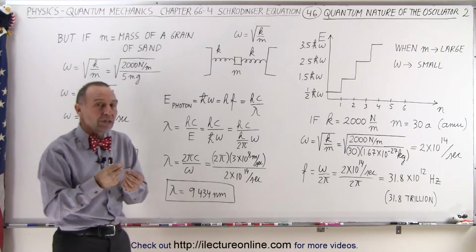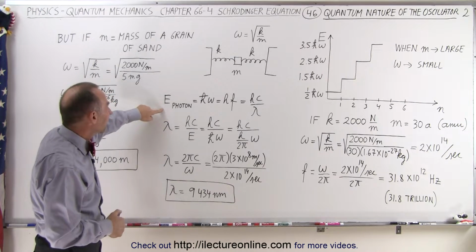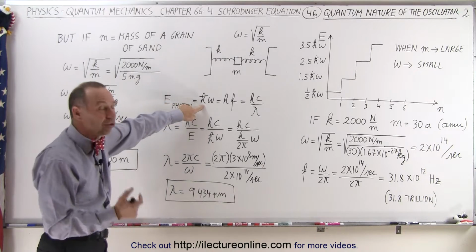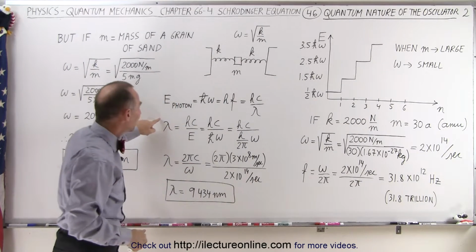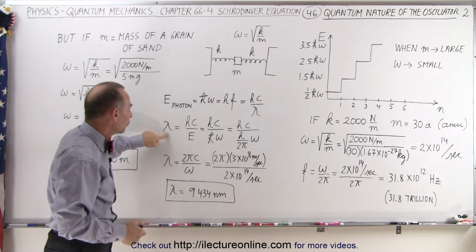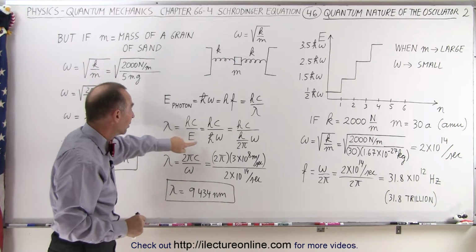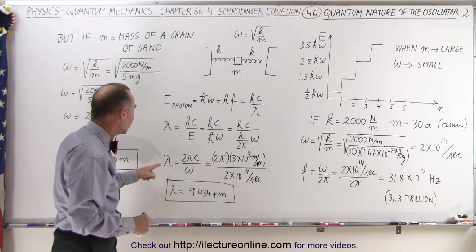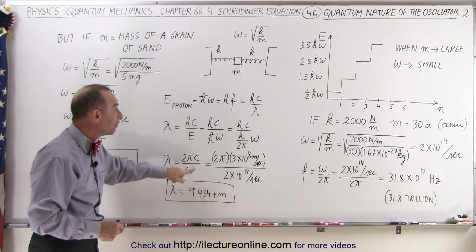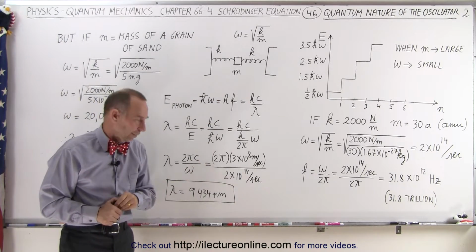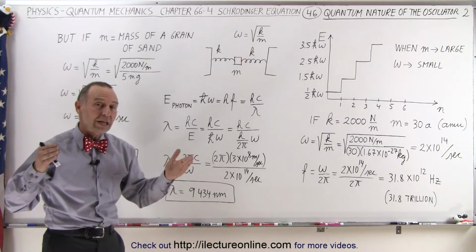Now, the energy of the photon that would either be absorbed or emitted by such an oscillator can be calculated by setting the energy of the photon equal to the energy difference between any two adjacent states, which is h bar omega. If we then solve that for the wavelength of the photon, we get hc over the energy difference between two energy states on the oscillator, which is h bar omega, which can then be solved for the wavelength of the photon being equal to 2 pi times the speed of light divided by the angular frequency of the oscillator.